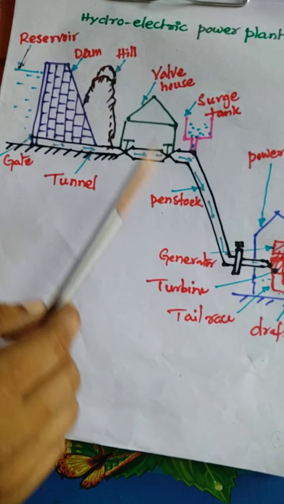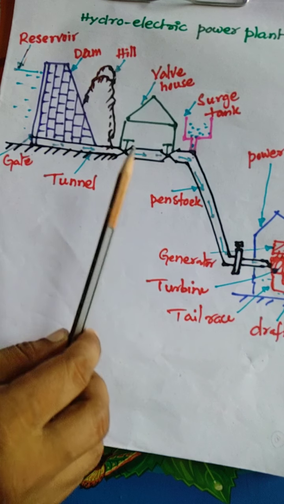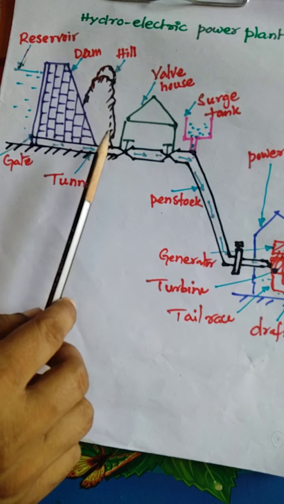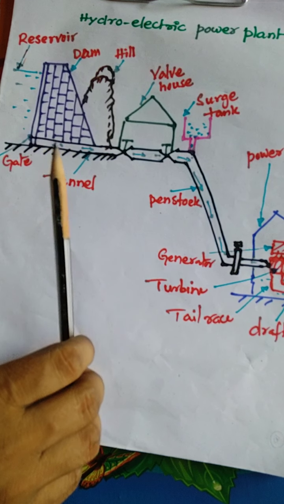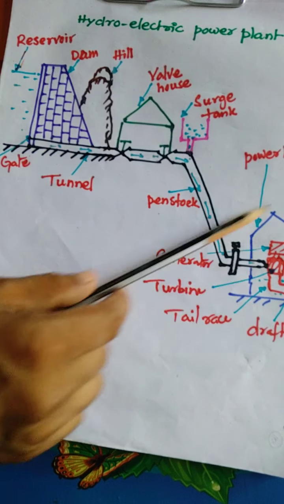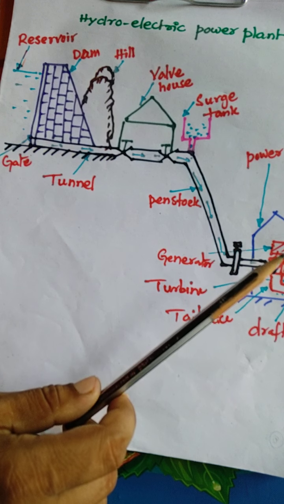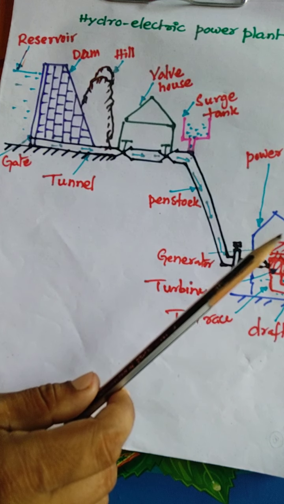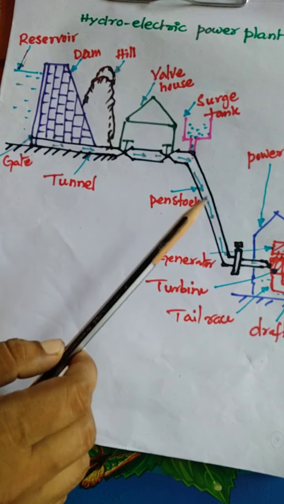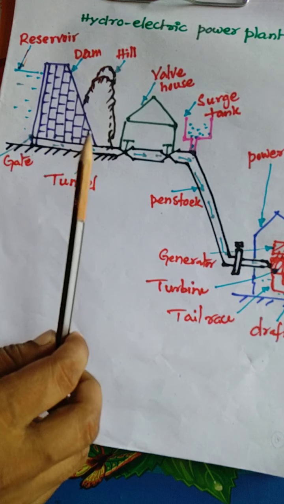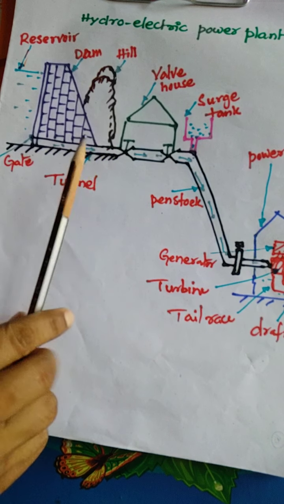At the same time, this plant does not give any side effects, such as pollution. It does not pollute the environment. At the same time, the rate of production in this power plant is always constant. There is no change in the production. So these are the main important points of the hydroelectric power plant. This is about the details of the hydroelectric power plant.